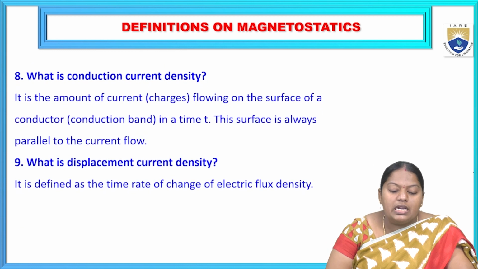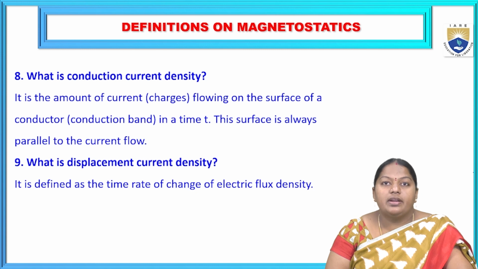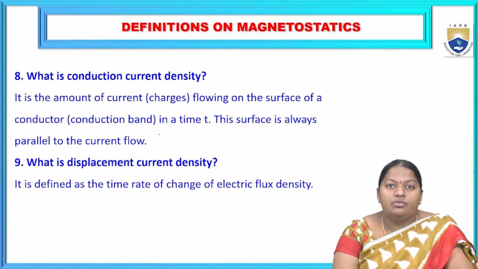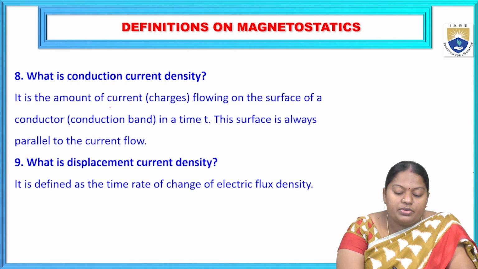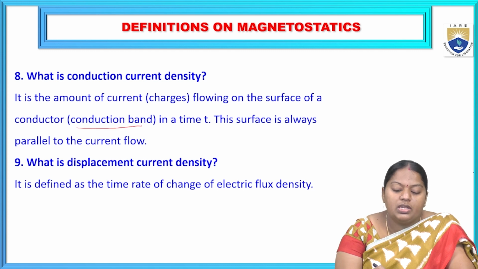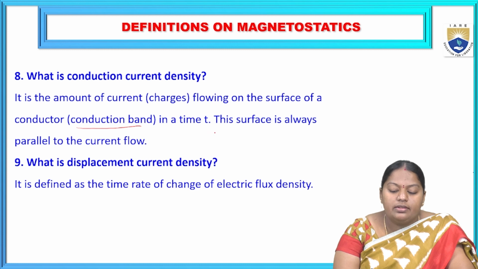Then, what is conduction current density? In order to define current density, we need to know first what conduction current density is. Current is generally measured as flow of charge or flow of electrons, and current density means current per unit area. Now, to define conduction current density, consider the amount of current, meaning flow of charges, flowing on the surface of a conductor in a time t, where this surface is always parallel to the current flow.